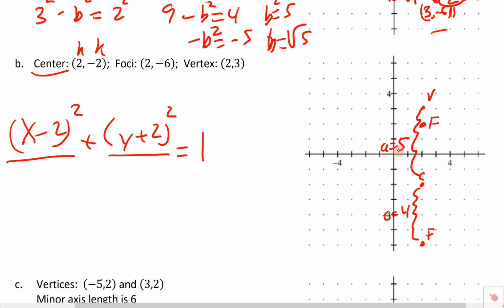What does it go underneath? Does it go underneath the X squared or the Y squared? The Y squared. Goes underneath the Y squared. How come? Because we're going in the Y direction. So this is going to be a 25 right here, and then we're going to use the same type of formula. So this is going to be the big one, which is going to be 5 squared, minus the little one, whatever that is, equal to C squared, so that's going to be 4 squared.